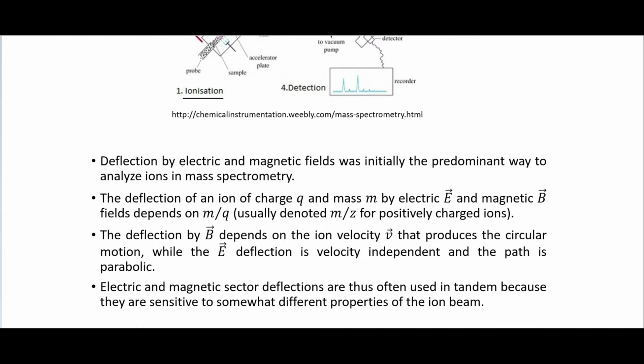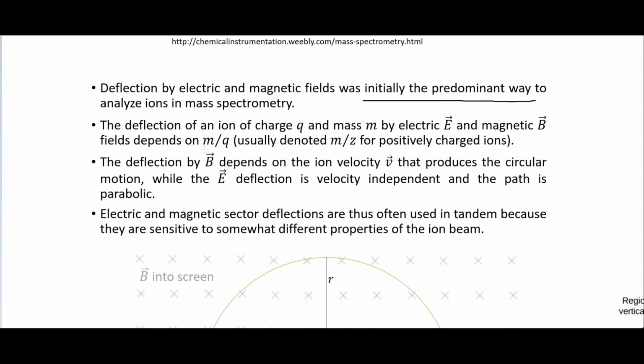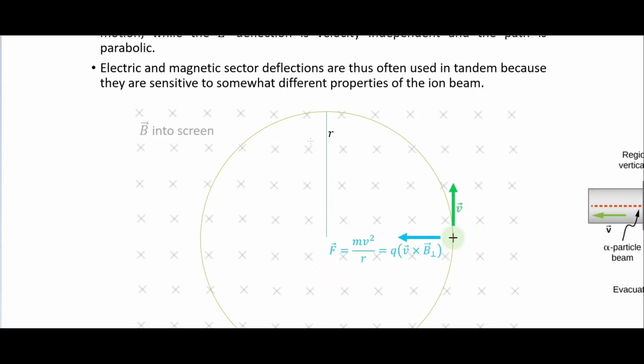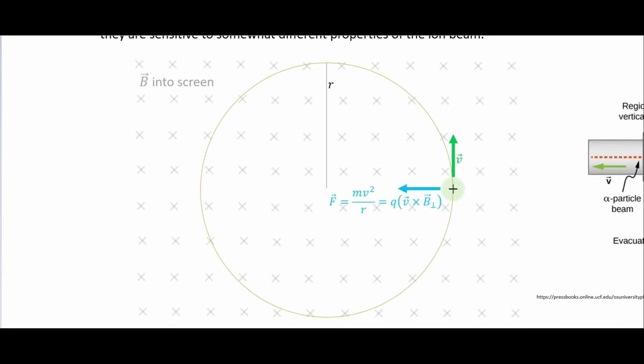So deflection by an electric and magnetic field, this was initially the predominant way to analyze ions in mass spectrometry. The deflection of an ion of charge Q, or we can call it Z, of mass M by an electric and magnetic field depends on the M over Q, or M over Z here. And if we think about our physics, we have this magnetic field, and this is going into the screen. That's what these little crosses are telling us.